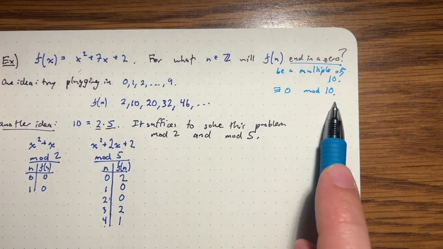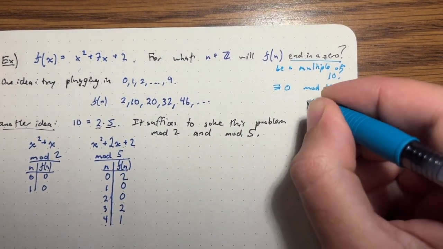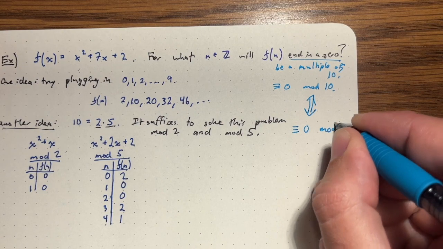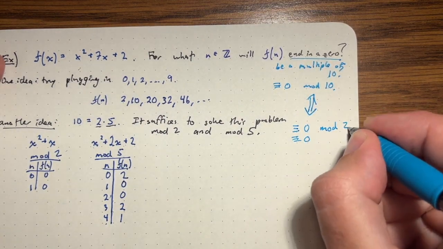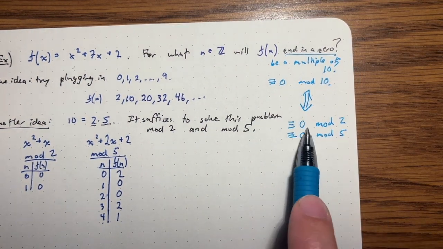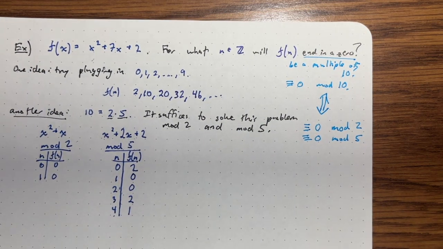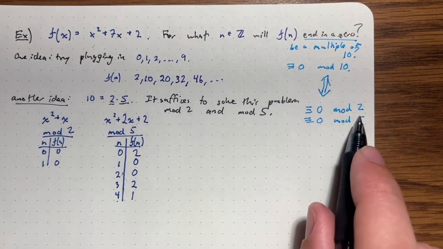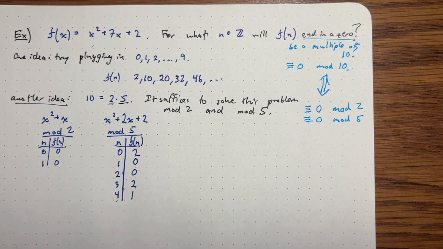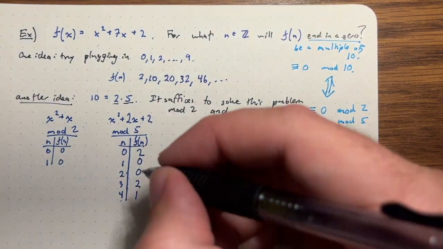I want to find values so that f of n is 0 mod 10. That's equivalent by Sun Tzu's remainder theorem to congruent to 0 mod 2 and congruent to 0 mod 5. Okay? These two conditions are just totally equivalent. But that's not trivial. That comes from Sun Tzu's remainder theorem. It has to do with the fact that 2 and 5 are coprime. So in that situation, I can take this information and that information and piece it together. So let me just show you how I'd piece it together.